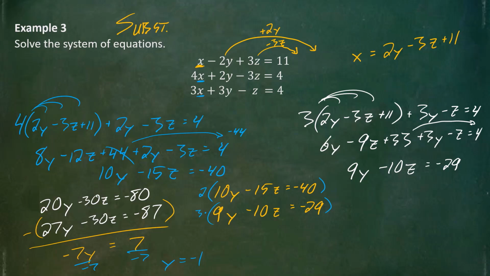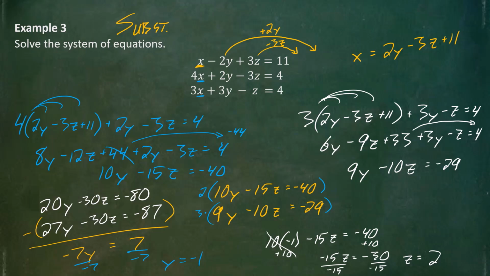If I do that substitution, I'll go with the top one, I guess. 10 times negative 1 minus 15z equaling negative 40. Since that's a negative 10, I would just add 10 to cancel that term out. And then I've got negative 15z equals negative 30, and divide by the negative 15 to get a z value now of 2. So I've got 2 out of the 3.